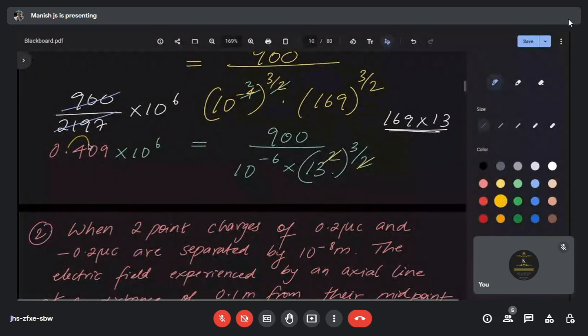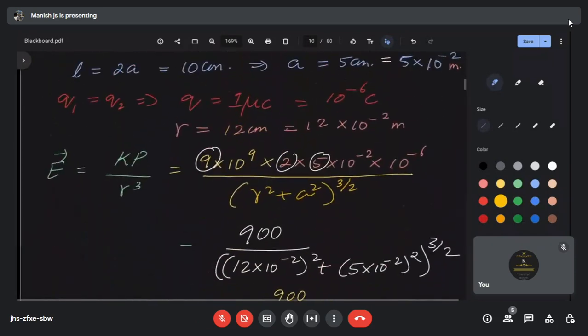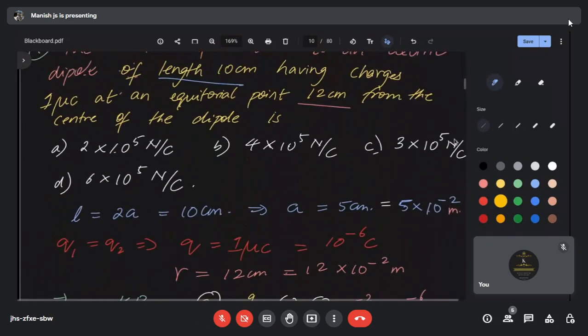Now we can shift this decimal point. When you shift the decimal point, 4.09 into 10 power 5, sir. Yes. So what is the value? Can you write this approximately as 4 into 10 power 5? Correct? Now did we get the answer? 4 into 10 power 5 is option B, sir.